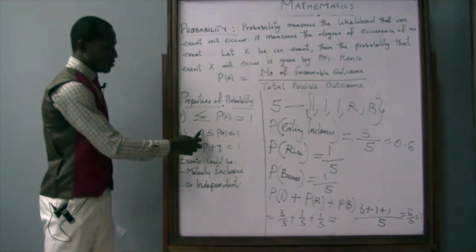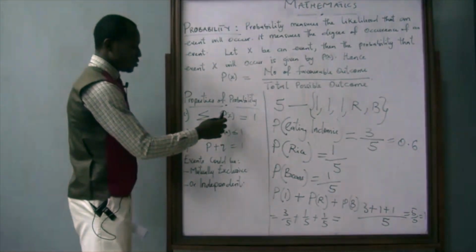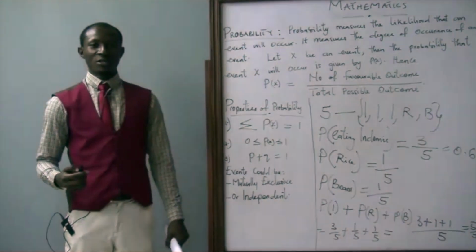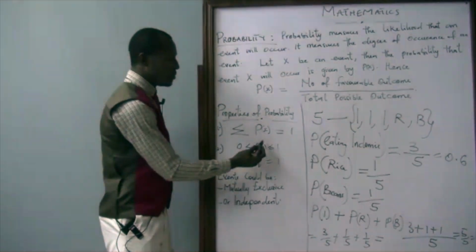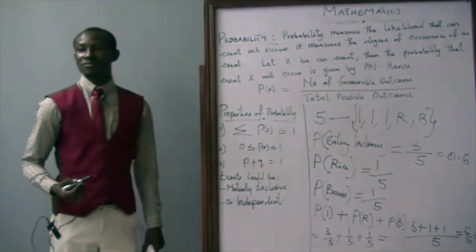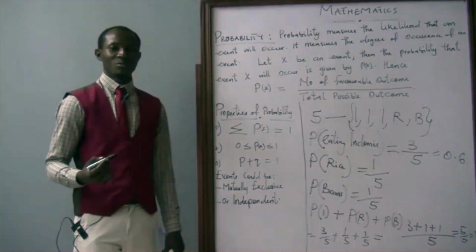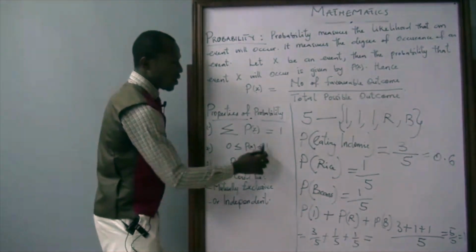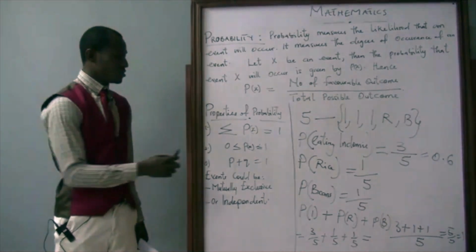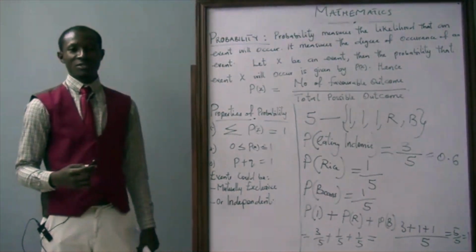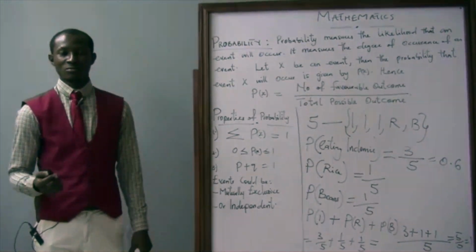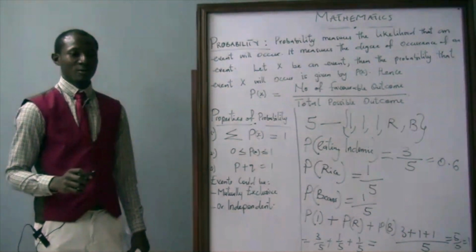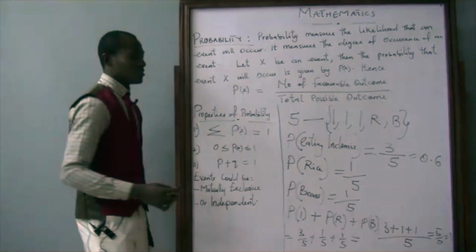Also, 0 is less than or equal to P of x, and is also less than or equal to 1. What does this property tell us? It tells us that the probability cannot exceed 0 and 1. Probability can never be 2. Probability can never be minus 1. So probability lies between 0 and 1. So what does 0 mean? 0 simply tells us that the event will not happen at all. The event will not occur. And 1 tells us that the event will surely happen.